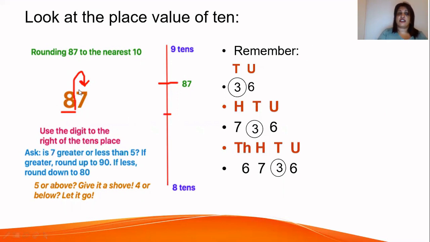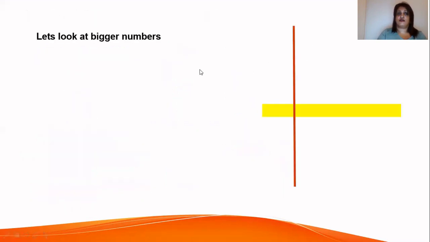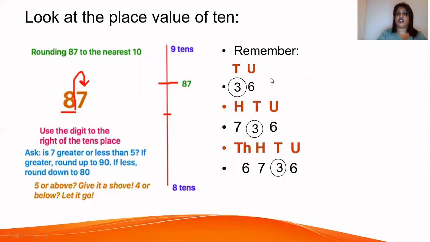So 7 is above 5. So now I know, because it's greater than 5, I'm going to round it up, and the higher 10 is 90. Right? So let's look at this here now. We've got our tens and units here. I've got 36. Then I've got 736, and I've got 6,736. But everywhere you see the circle, you will see I've circled the tens column. Can you see that? So we'll identify the tens in every type of number.